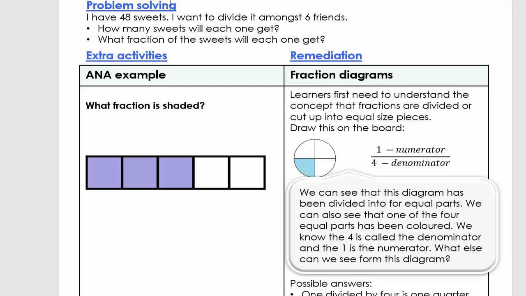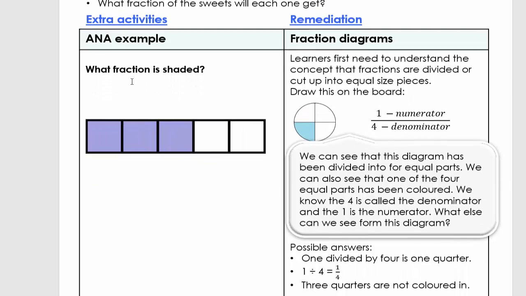Then the next activity will be the problem solving. So I want you to solve the problem. Again, you might need some drawings. I will recommend that you make some drawings and then you solve this. Again, I have 48 sweets. I want to divide it among 6 friends. Remember, here is where we work again with a fraction of a number. I want you to pause.